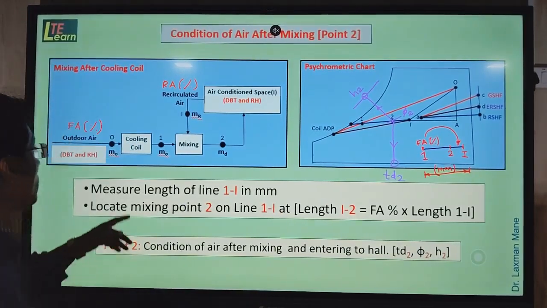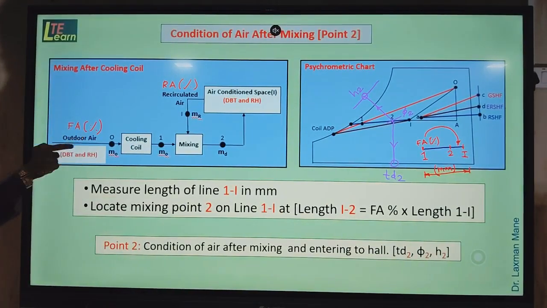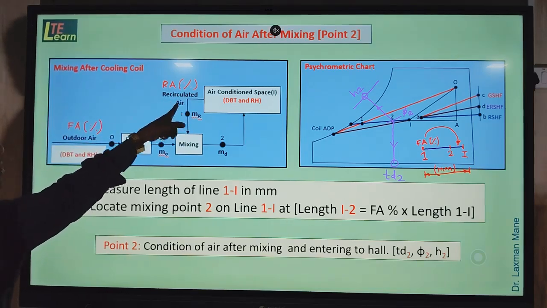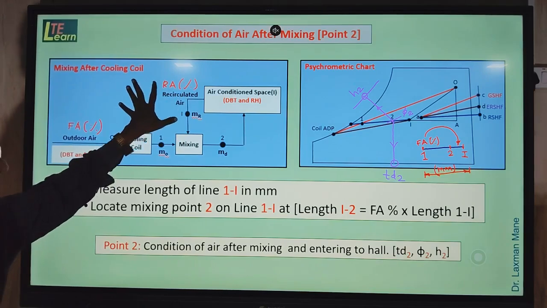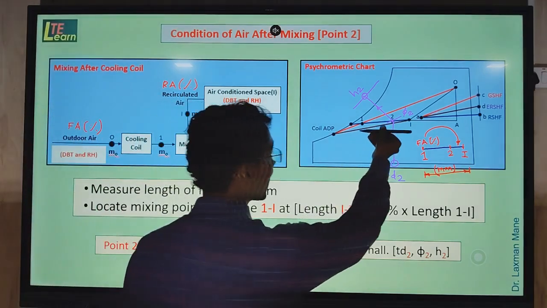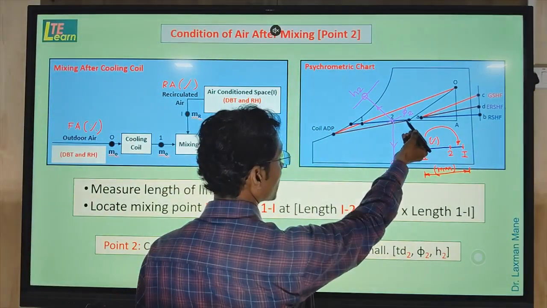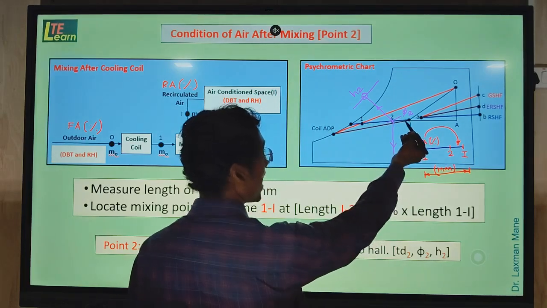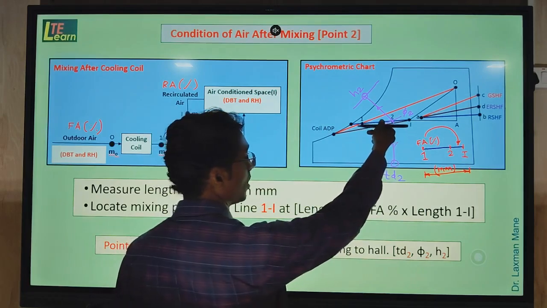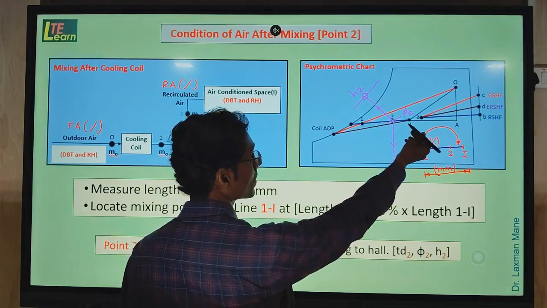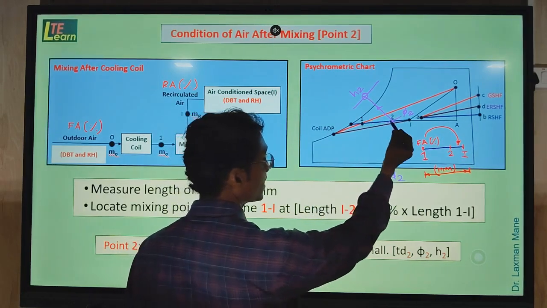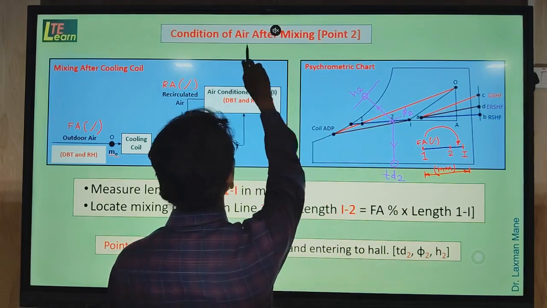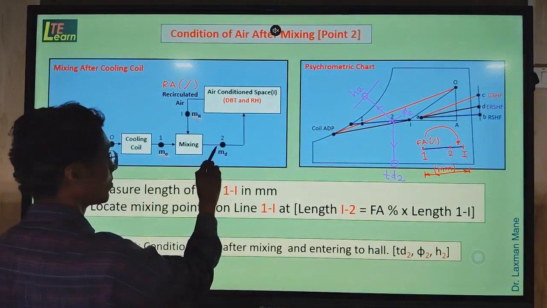Here we need the percentage of fresh air, meaning outside air, and the percentage of return air or recirculated air from the given data. Now, the line we are using is already drawn, that is the RSHF line, the blue color line, I1. We have to measure the length of this I1 line. On this line we have to locate point number 2, which is the condition of air after mixing.